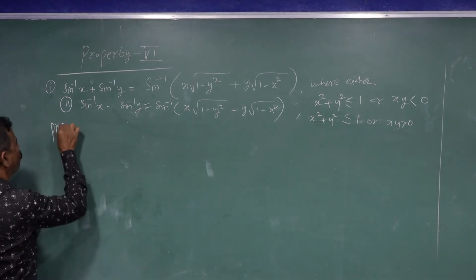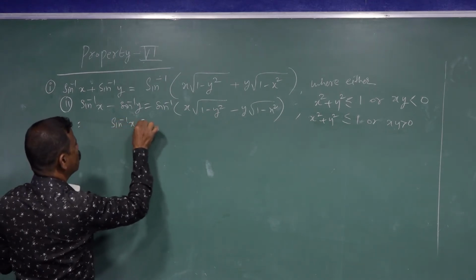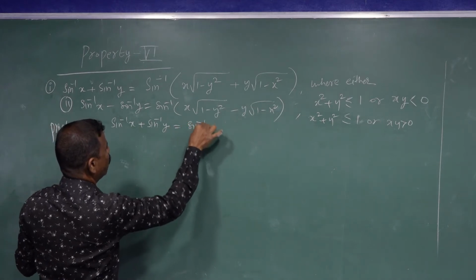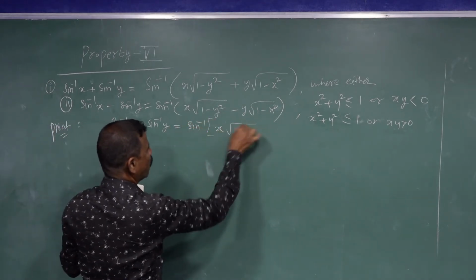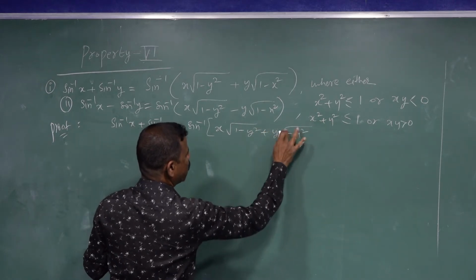Proof: sin inverse x plus sin inverse of y is equal to sin inverse of x under root of 1 minus y square plus y under root of 1 minus x square.